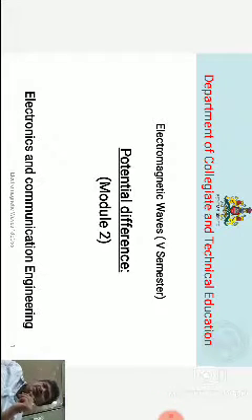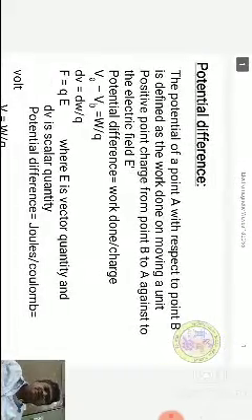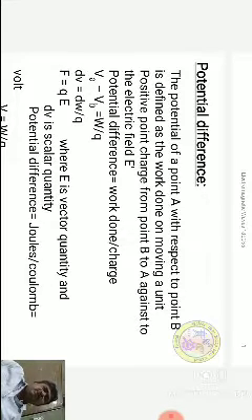Today we will learn the concept of potential difference from the second module of electromagnetic waves. So what is potential difference? Potential and potential difference are very important terms in the electronics and communication field. The potential difference and the potential will exist once there is an electric field. So there must be an electric field to have a potential difference.